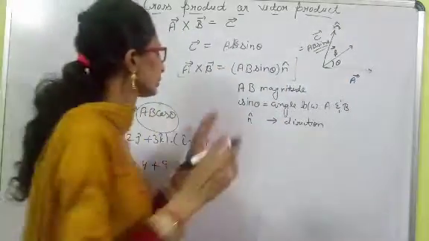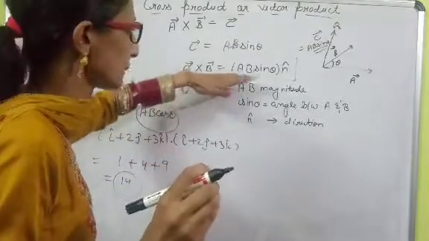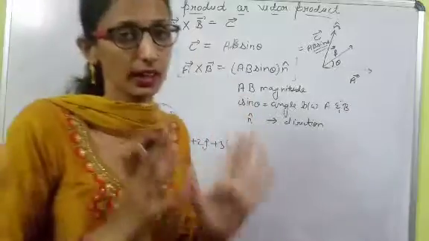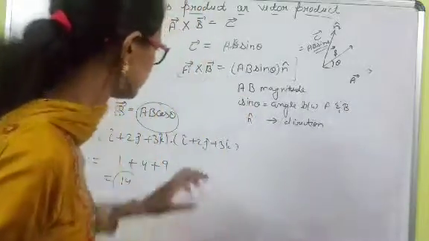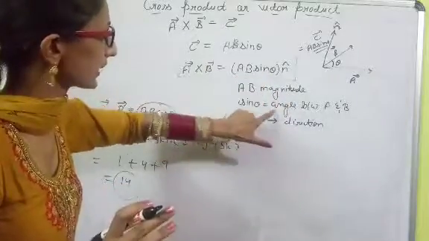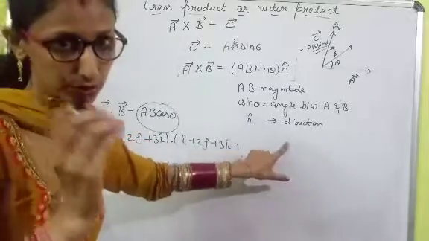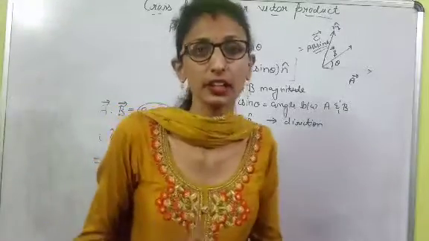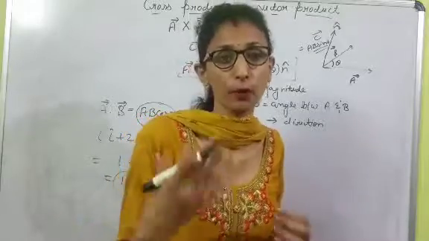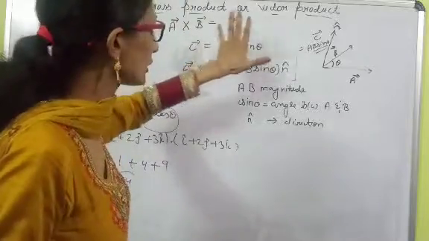So the cross product a cross b is equal to the magnitudes of a and b times the sine of the angle theta between them. Here ab represents the magnitude, theta is the angle between a and b, and n cap represents the direction. Next we discuss the properties of the cross product or vector product.